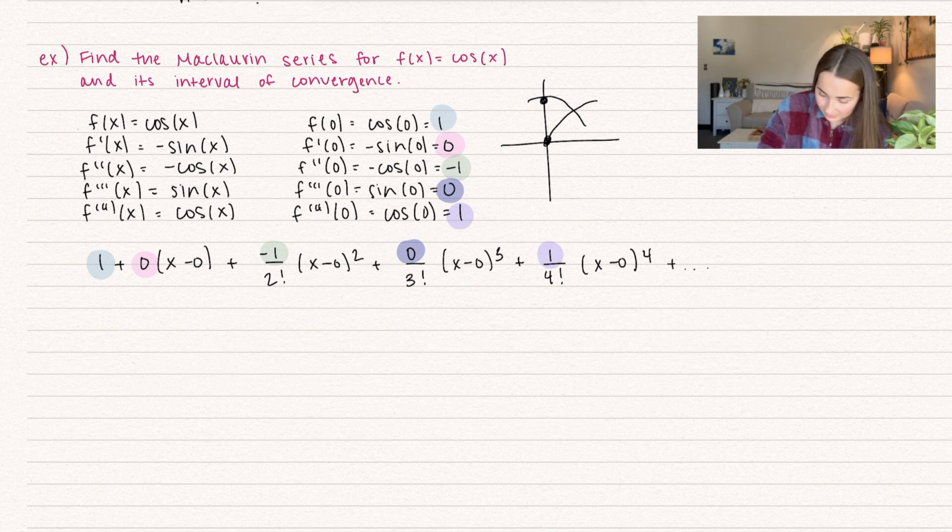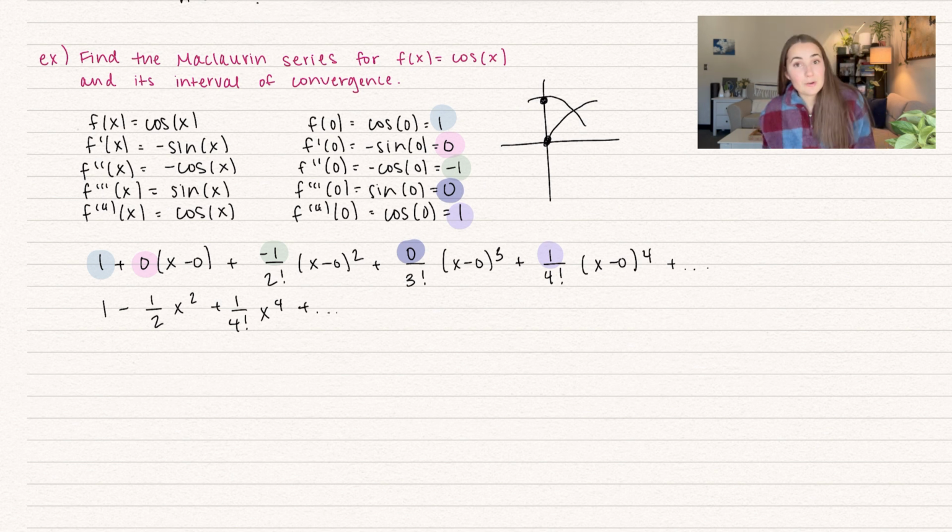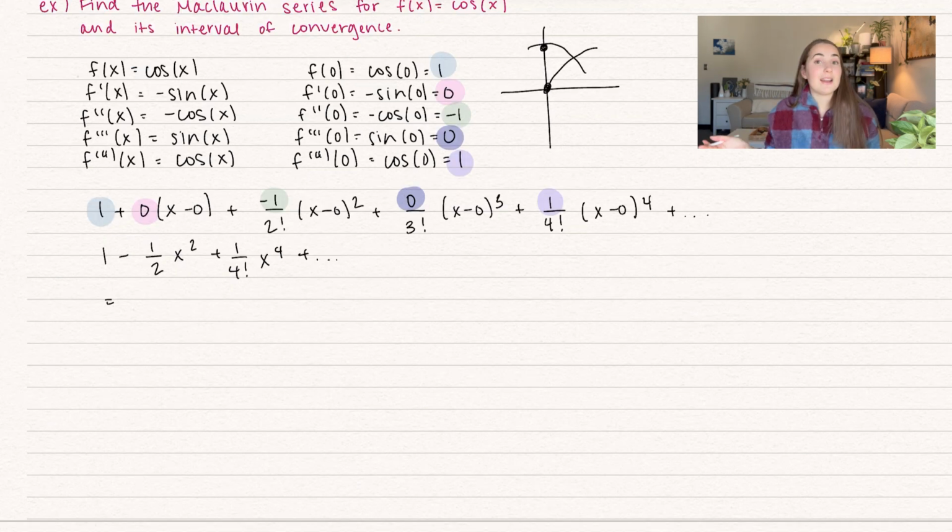So let's go ahead and simplify this. We get 1 plus, that second term goes to 0. So that's actually going to become minus 1/2 x squared. Then we get plus 0 plus 1 over 4 factorial x to the power of 4 plus dot, dot, dot. Notice that all of the odd terms are going to go to 0 because all of those are when sine is equal to 0, which is always going to be 0. The even terms are when we're evaluating cosine of 0, which is always 1 or negative 1, right?